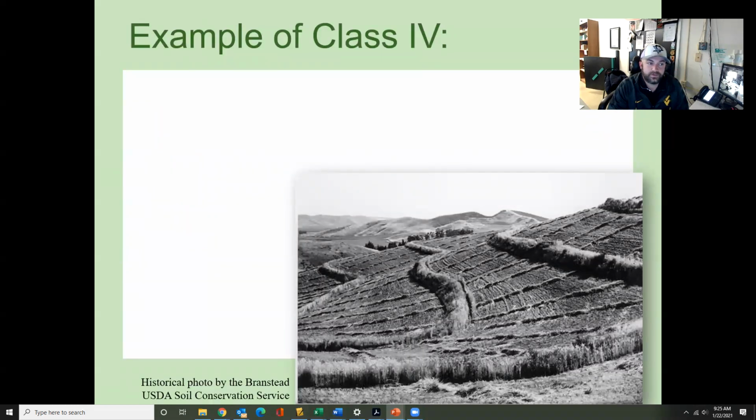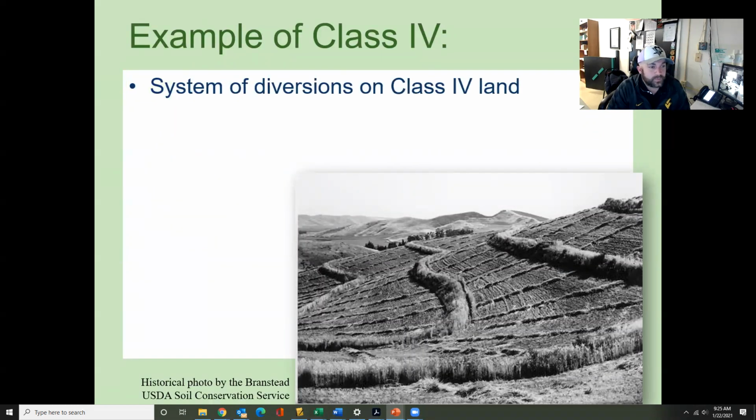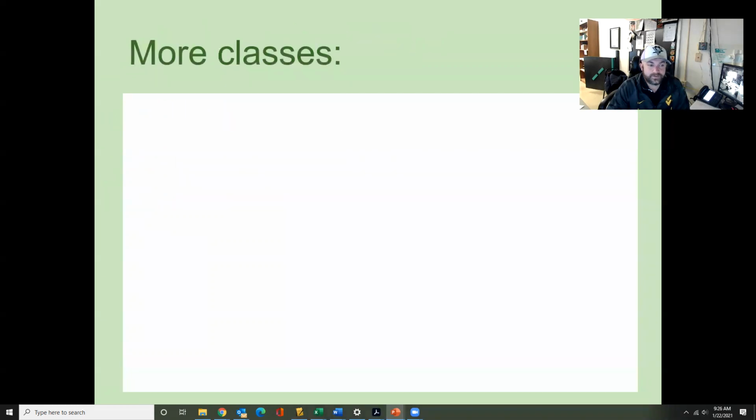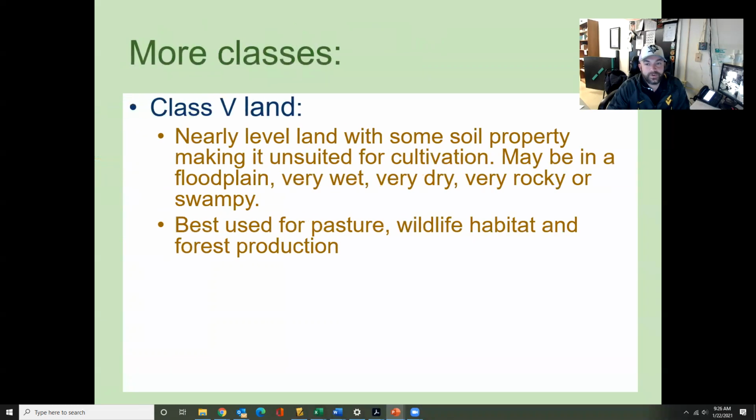Let's talk a little bit more about class 4 here. A system of diversions on class 4 land, a 40-acre field using a rotation of 2-year grain hay, 4-year alfalfa, and 1-year beans. Now, whenever we get into class 5 and above, these are generally lands I wouldn't really use for any sort of crop production, but some people still try to do it.